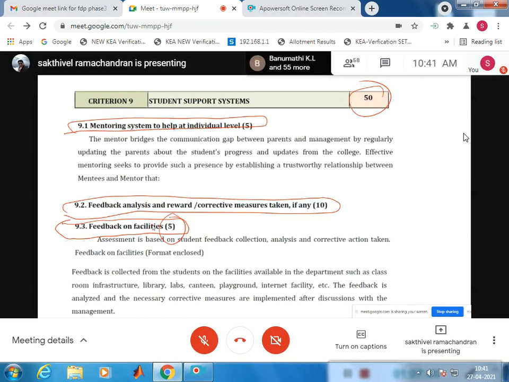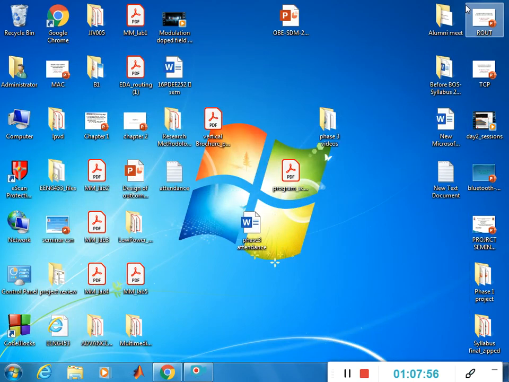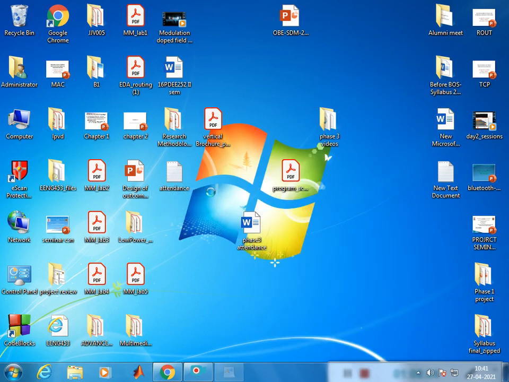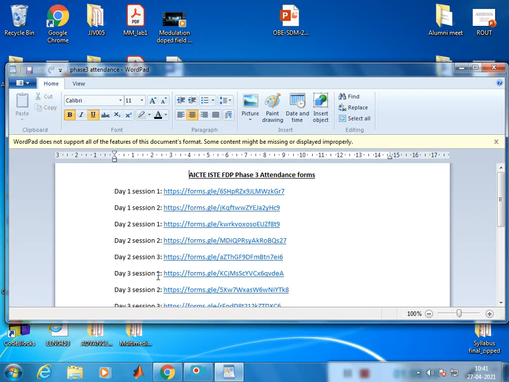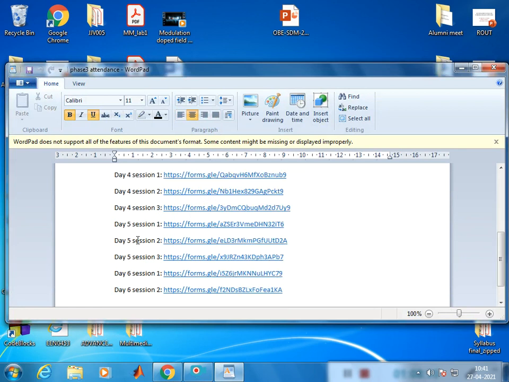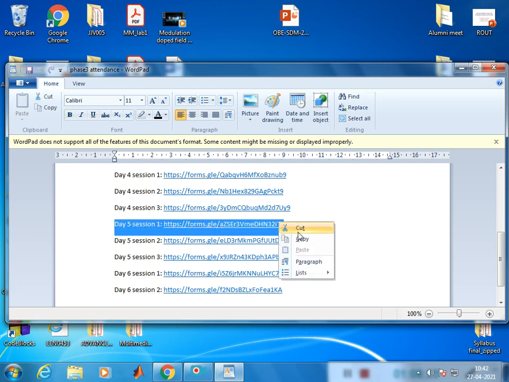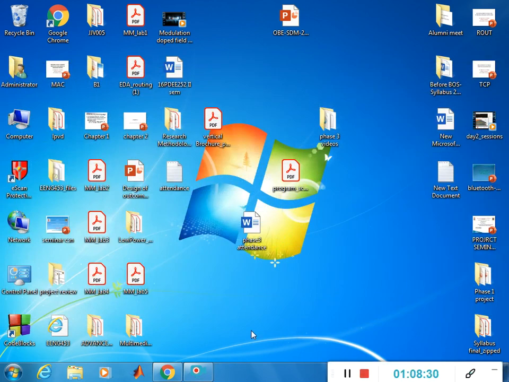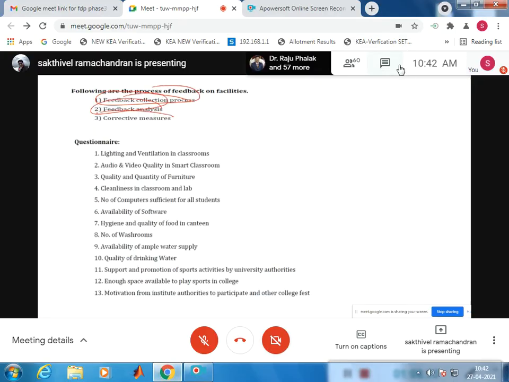You need to come up with certain questionnaires which look for what facilities are available, what is expected, and whether it meets the demand. The facilities could be starting from lighting, ventilation, audio, video, quality of the furniture, cleanliness of the classroom, lab, number of computers, availability of software, hygiene, washrooms, availability of ample water supply, quality of drinking water, support and promotion of sport activities, enough space, and motivation from the institution authorities to participate in other college institutions. All this you could frame as a list of queries to find out their feedback. Once you collect the feedback, you analyze it and come up with the corrective measures.